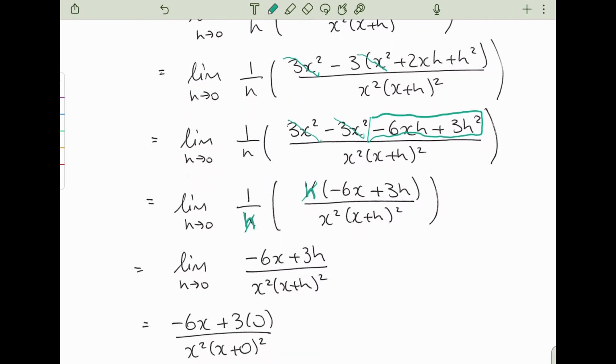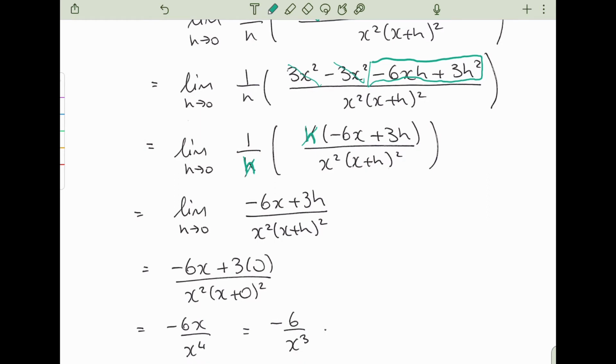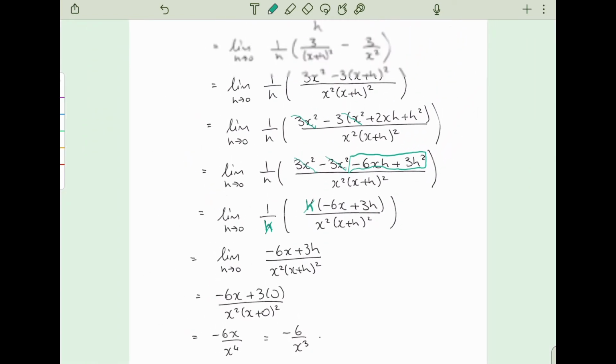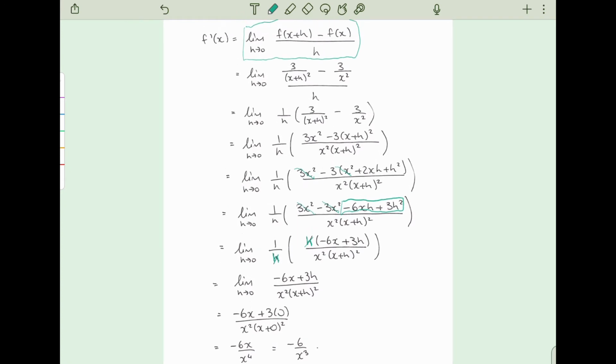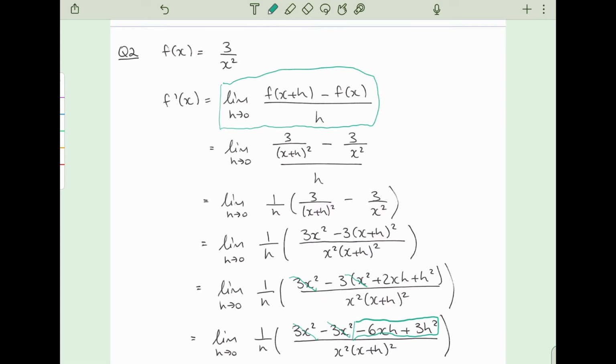So we have minus 6x plus 3 times 0 divided by something, and then it comes out that it is negative 6 divided by x to the 3. And as before, we want to check whether this is the correct answer, so we can use the rule to verify this. I'm going to firstly rewrite this. This can be written as 2 times x to the negative 2, because dividing by x squared is the same as multiplying by x to the negative 2.